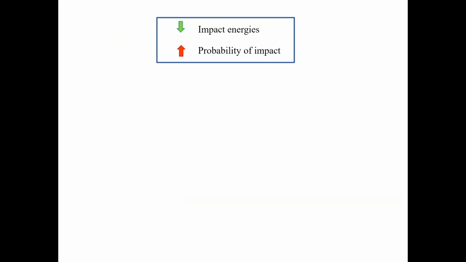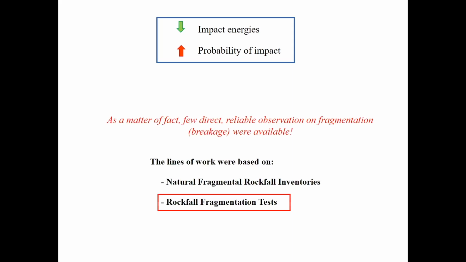What happens if we take into account the fragmentation? The individual energy of a single fragment is lower, but we have a huge number of fragments, so the probability of impact to a vehicle, a car, a building, a person that is walking in the area is higher with fragmentation. So we take the conclusion that we have to take into account the fragmentation.